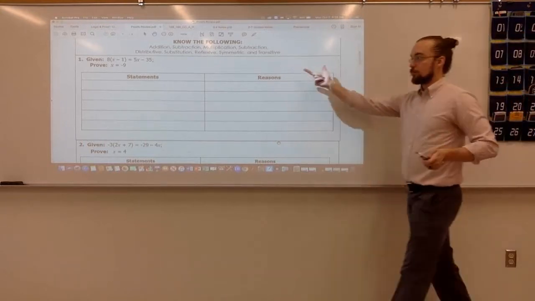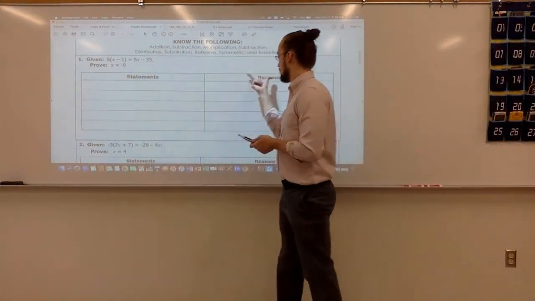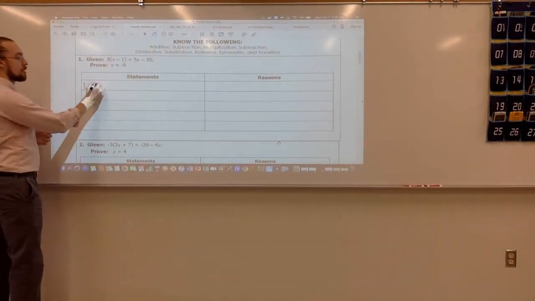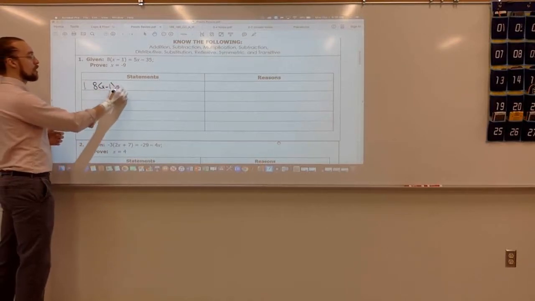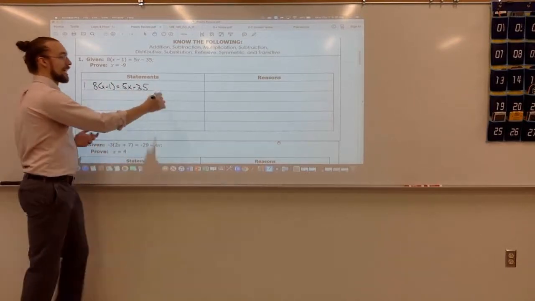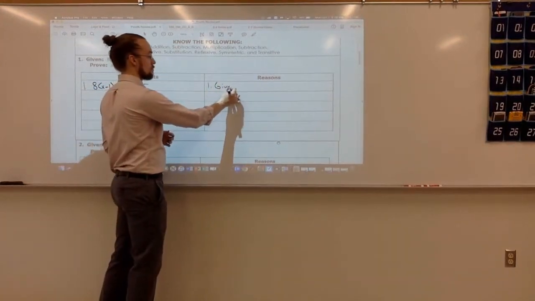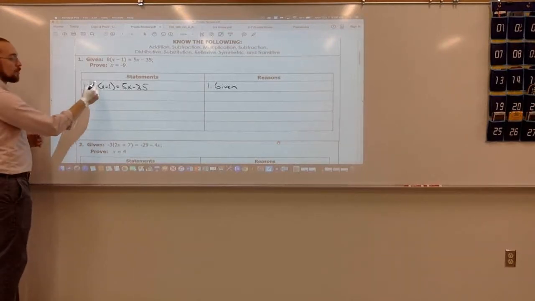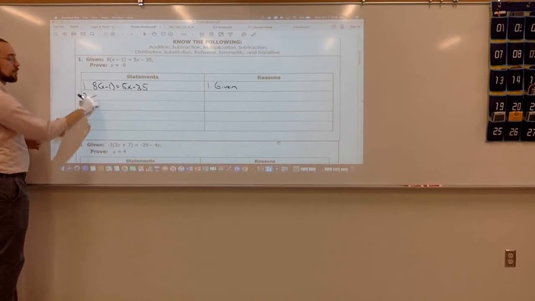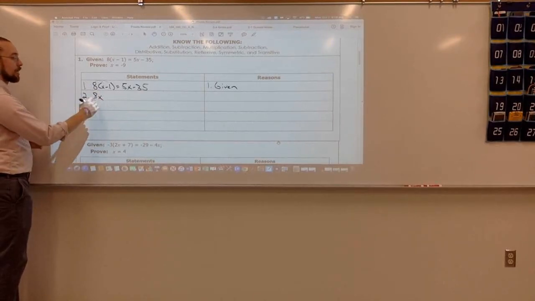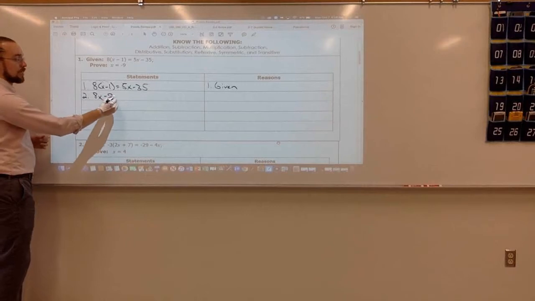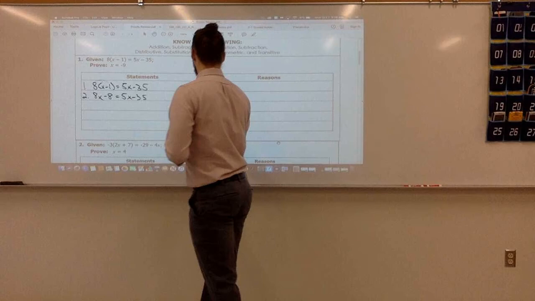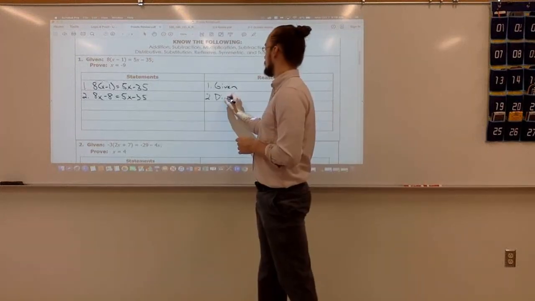We are just solving the equation and then justifying each step. So the first line should just be the problem itself, and the reason is given. Now we just want to solve this equation. The first step would be to distribute this 8 through. So 8 times x would be 8x, 8 times -1 would be -8. My reason for that: distribution or distributive property.